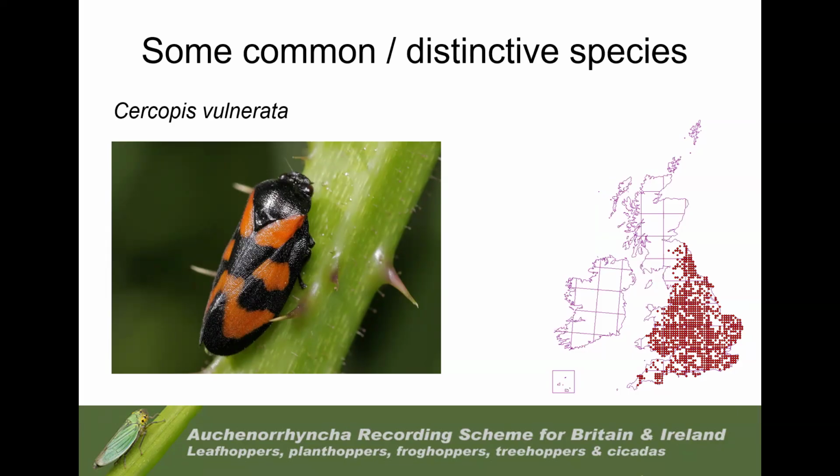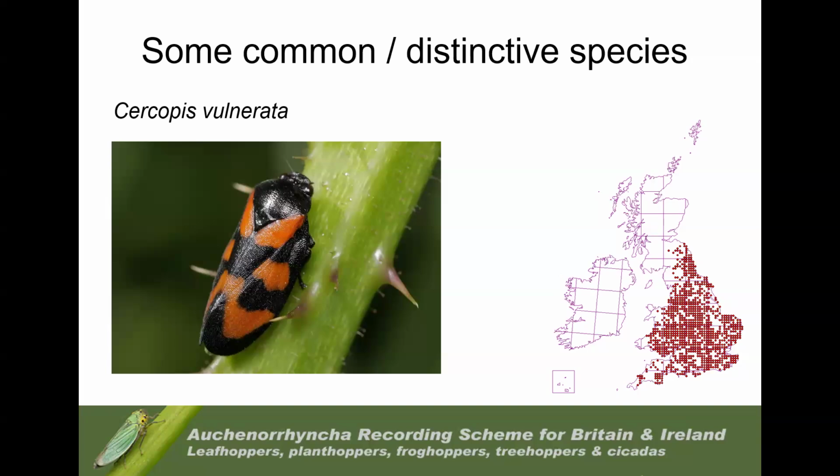Perhaps one of the most distinctive of these is the froghopper in the Cercopidae, Cercopis vulnerata, sometimes referred to rather unimaginatively as the red and black froghopper. This is our only member of the Cercopid family, a very conspicuous thing, you can't really mistake it for anything else. Another early season species, so typically you find it in May. By the end of May, early June, it's probably pretty much finished and gone.